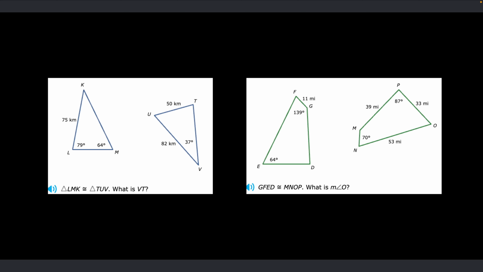Okay, now that you've had time to work these problems, let's check your solutions. For the first problem, side VT matches up with side KL, so my answer is 75. And for the second problem, matching up angles this time, what is the measure of angle O? So O matches up with E, which is 64 degrees.